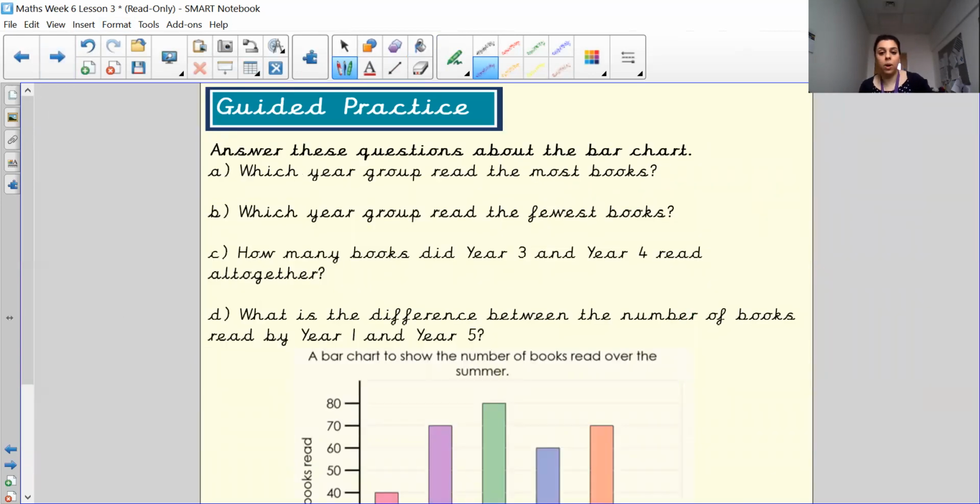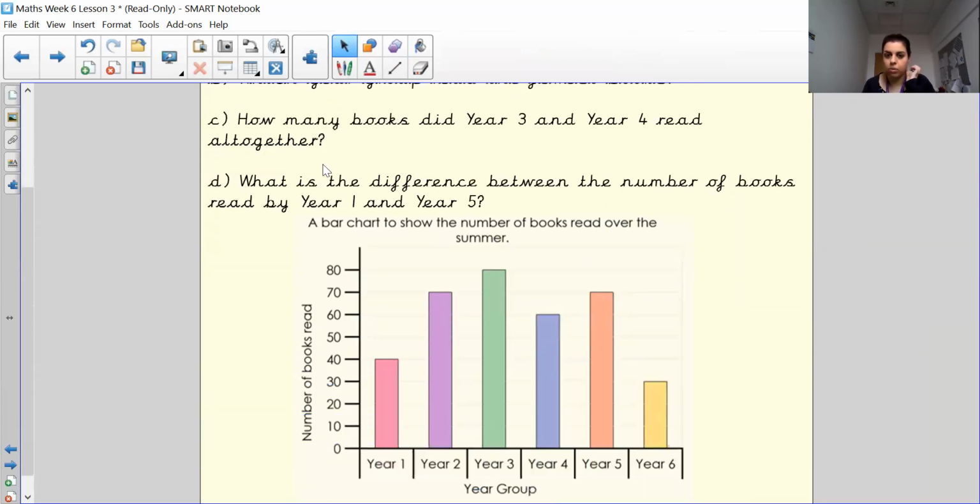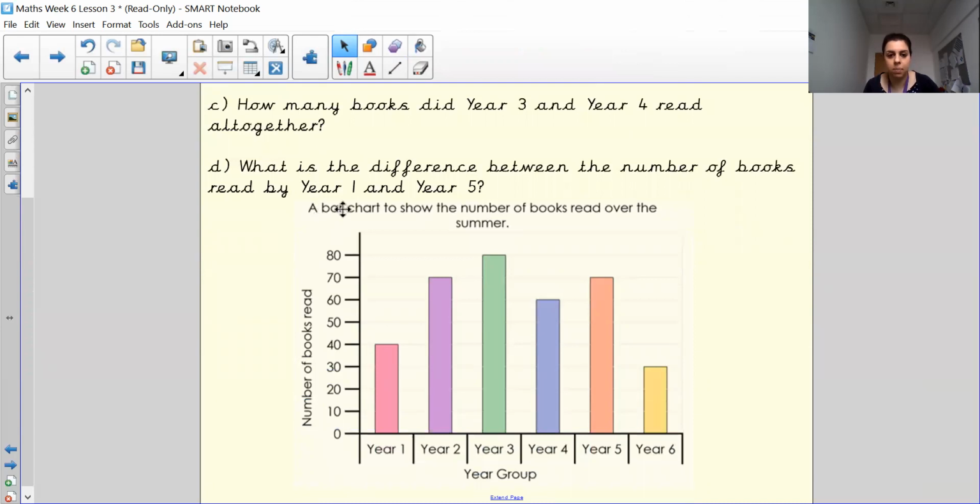So now we're going to answer some questions about our bar chart, so we can use this to help us. So the question says, which year group read the most books? So this bar chart is about number of books, and it says a bar chart to show the number of books read over the summer. So on the y-axis, this one down here, it says number of books read, and on the x-axis, it's got the year groups, year 1, year 2, year 3, which is the highest, year 4, year 5, and year 6.